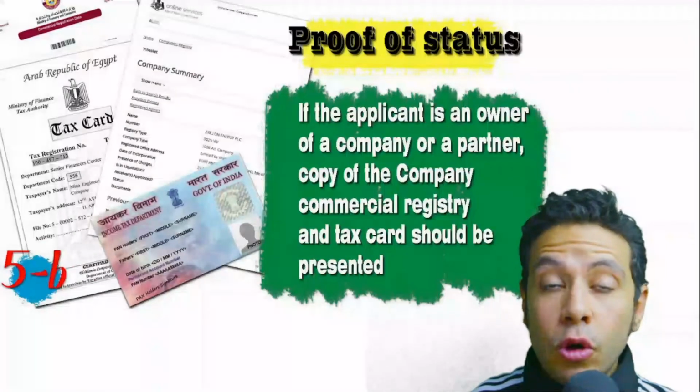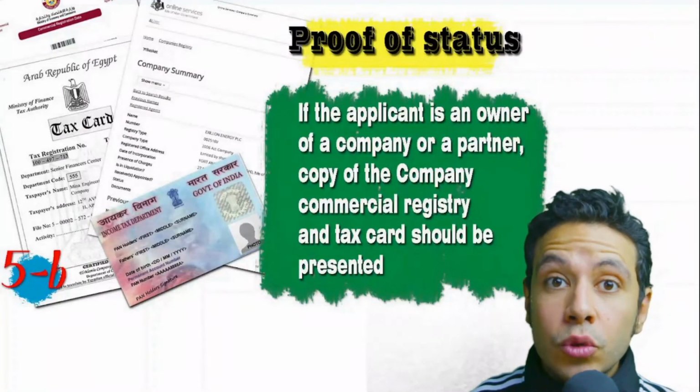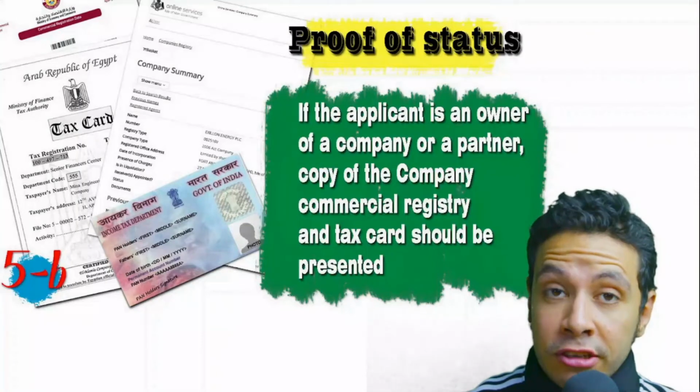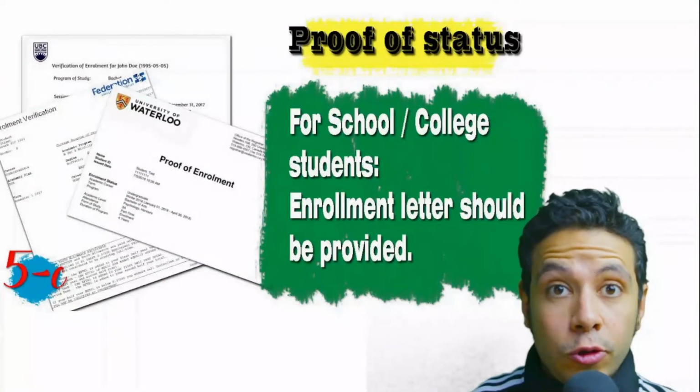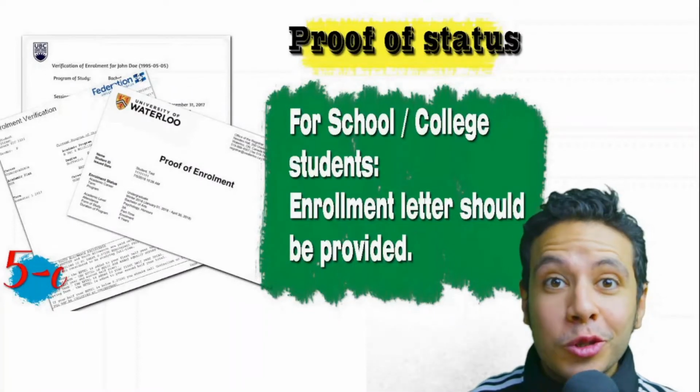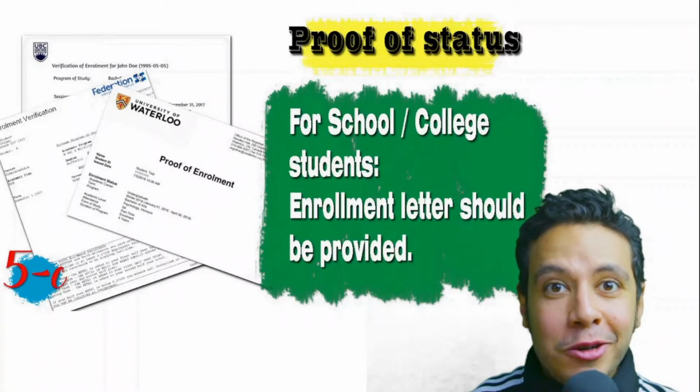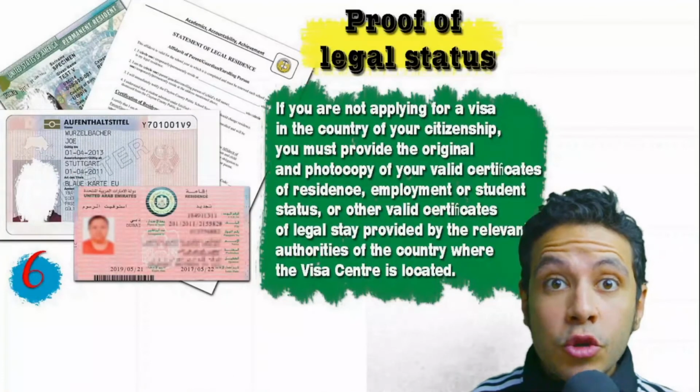But in case you are the owner of the company or you run your own business, then your commercial registry and your tax card must be presented. But if you are a student in a school or a college, an enrollment letter should be provided from your university or your school. In some certain cases you might be applying from a country different than your own country.